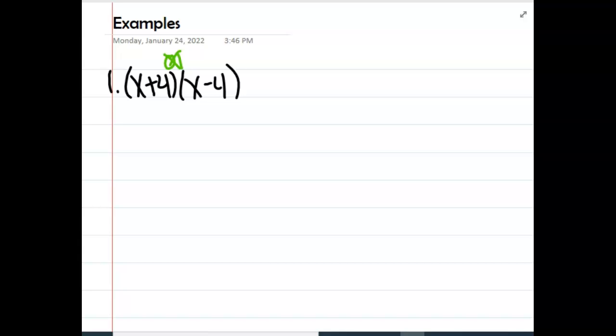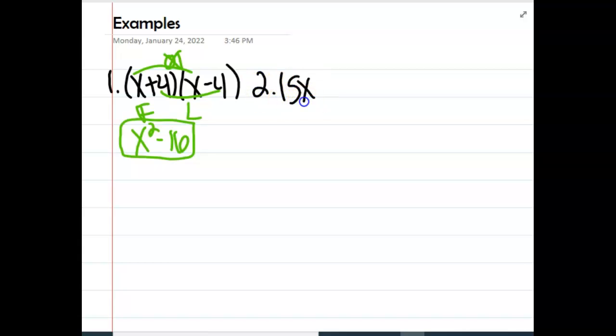You don't have to do the O and the I, you just have to do the F and the L. So the F is going to be x times x, which is x squared. The L is 4 times negative 4, which is negative 16. These ones should take you, once you get the hang of them, like 2 seconds to do. Okay? Number 2, so we have 5x plus 2 times 5x minus 2.